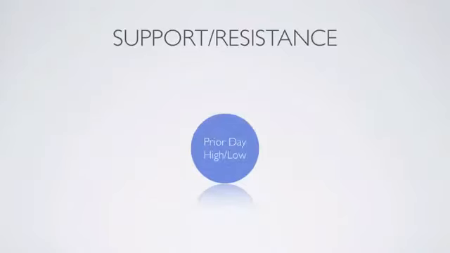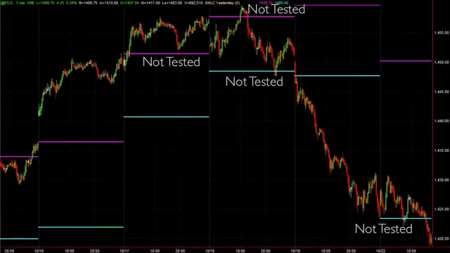The first, prior day high low. That is yesterday's high and yesterday's low. They often act as support resistance. Here you see two different colored lines. One is cyan and the other one is pink. The cyan is yesterday's low, the pink is yesterday's high.